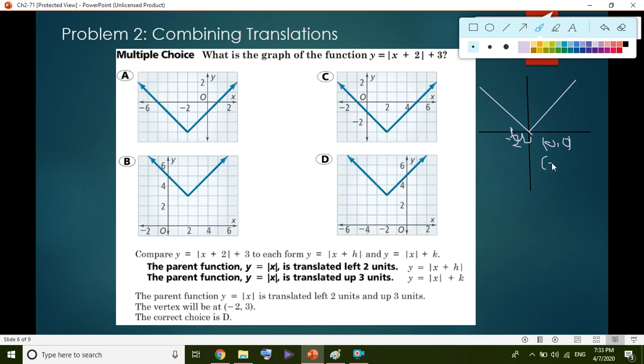So first of all, we have negative 2 for the vertex. Then we move 3 units upwards, 1, 2, 3, so we reach 3. Now the vertex is supposed to be at negative 2, 3. So we're going to search in A, B, C, D for the vertex negative 2, 3. Here the vertex is negative 2, negative 3, so it's wrong.